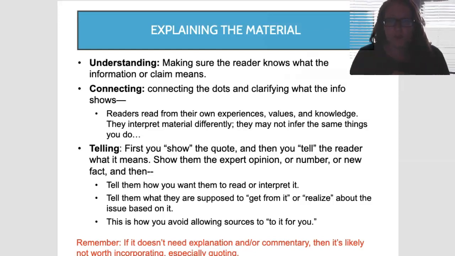Readers are going to read things from our own experiences. Again, you've watched the news. You know that two different news sources from two different political slants can use the exact same recording, the exact same statistic, and interpret it wildly differently. Same thing. Just because we see the same numbers and your readers are looking at the same graph you are, doesn't mean that they're noticing what you want them to notice. Or that they even understand how to read it. They're going to bring their own experiences, values, and knowledge. They're going to read differently. They might not infer the same things that you do. So you want to be really careful about making sure you're explaining your data well and from your perspective.